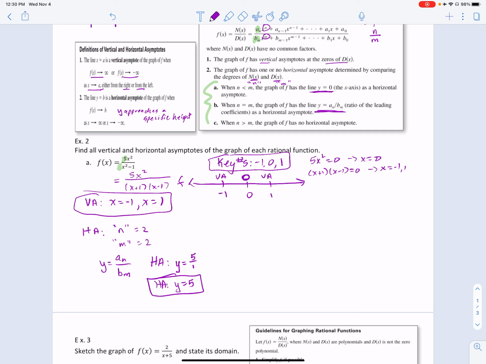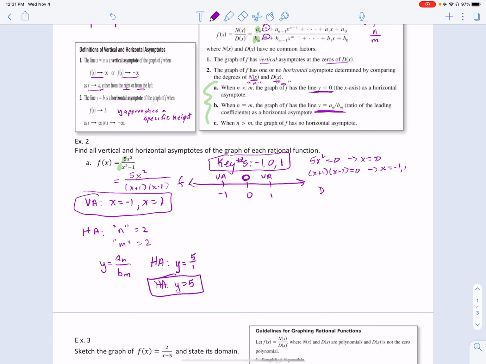As I go, it said find all vertical and horizontal asymptotes of the graph of each rational function. And I was going through and thinking in terms of graphing these. I guess it didn't actually ask for graphing, so I got a little bit ahead of myself. We actually have the vertical and the horizontal asymptotes already. But while I'm on this roll, let's look at what the graph of this would look like and what we would do from there. And I'm going to consider the domain of this.